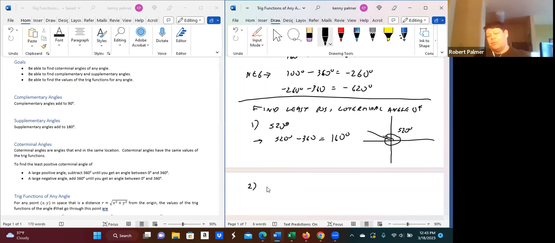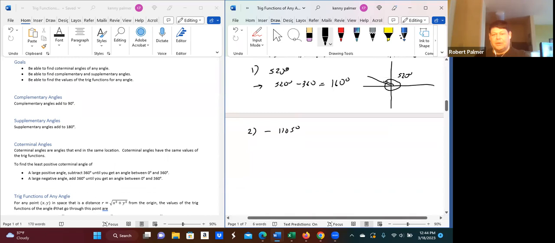Let's do a larger negative one, how about negative 1105 degrees. Now, to do this, if it's a large negative angle, we want to add 360 degrees. And we have to keep doing that until we get to something between 0 and 360 degrees. So that's going to be negative 1105 plus 360, and that's going to be negative 745 degrees.